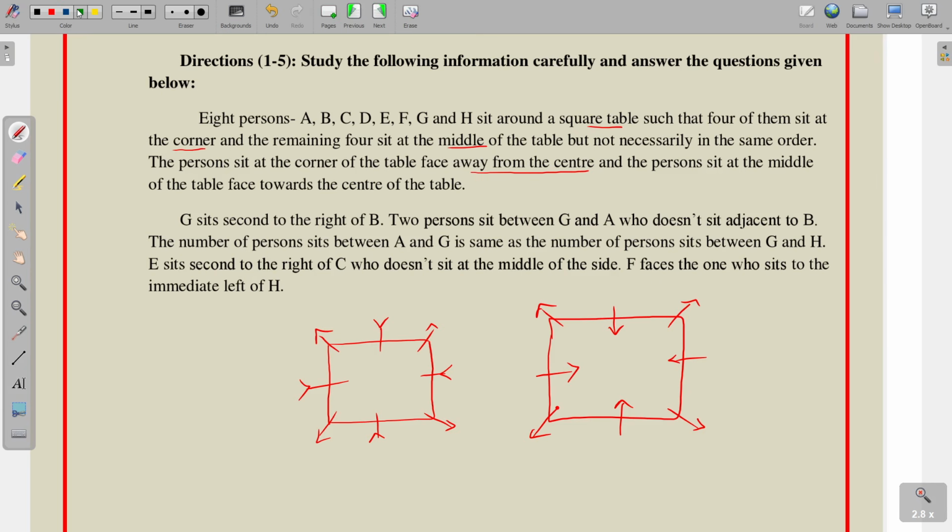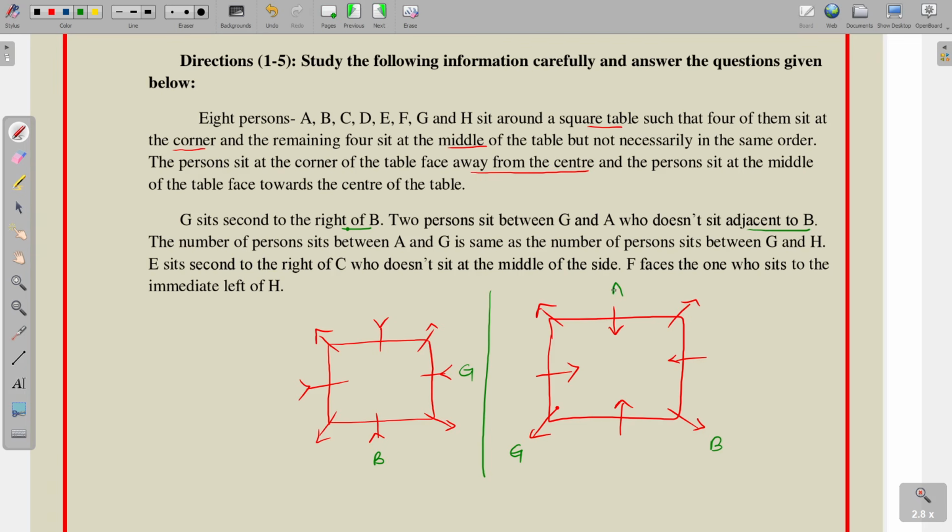See the first one. G sits second to the right of B. 2 persons sit between G and A, who doesn't sit adjacent to B. Okay, so G sits second to the right of B. So here B is taking middle and G sits second to the right of B. And coming to the second possibility, G sits in the corner and G is the second to the right of B. And the next, 2 persons sit between G and A. A doesn't sit adjacent to B.